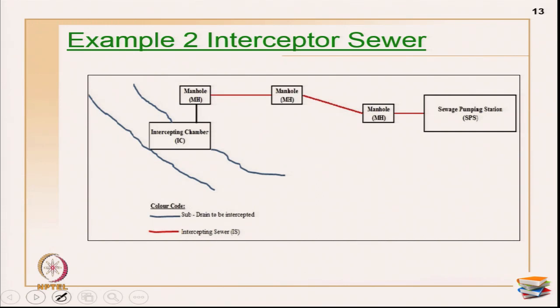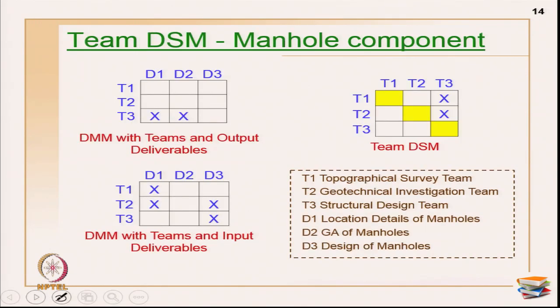So, I am only showing the components. I have the intercepting chamber, manholes and sewage pumping stations. Lifting stations are also there, but I am not showing them right now in this particular work. And this red line is primarily the intercepting sewer. Now, for the manhole component alone, I am going to show the team DSM formation. So, these are the 3 teams: T1, T2 and T3.